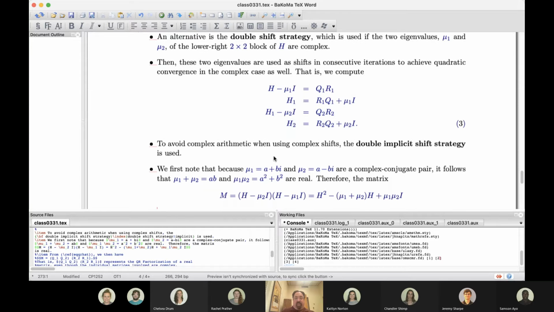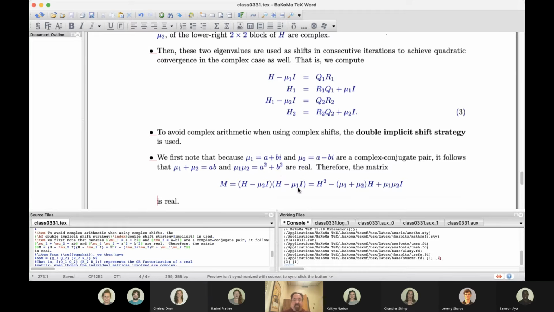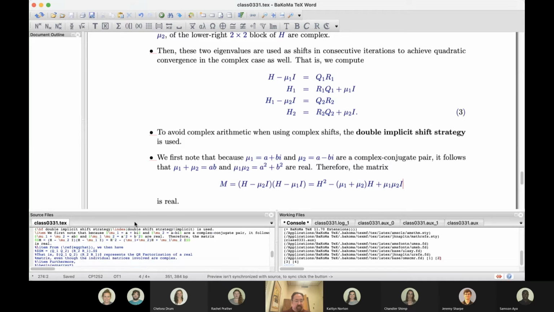So if these are our 2 shifts, our 2 complex shifts, then their sum and product are real. So if I take these 2 matrices involving these shifts and FOIL it out, then what we find is even though these shifts are complex, this matrix is real. Now, how does that help us?